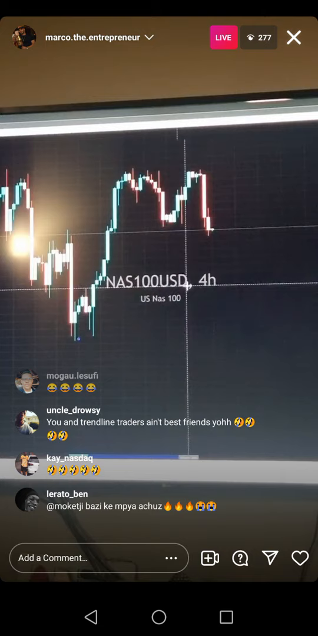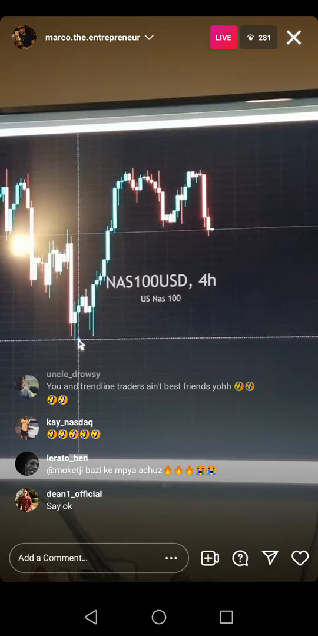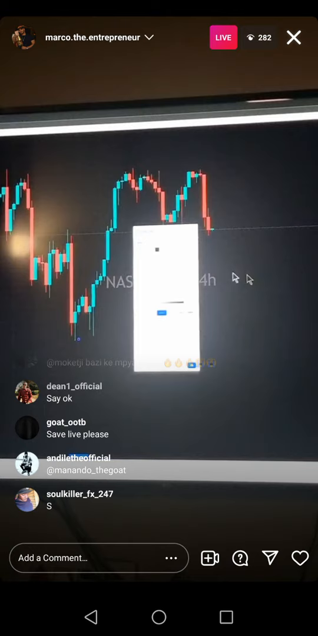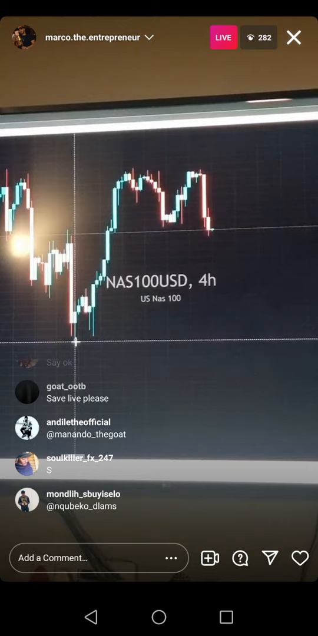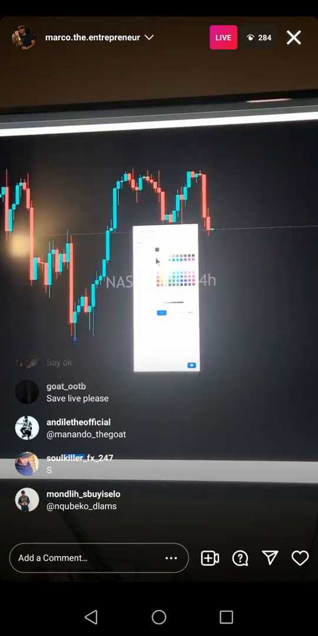You see the trend line isn't the right color. Let me make it white so we can see it. Right. Wait, man, what the hell? White.